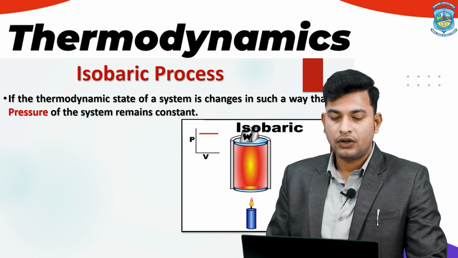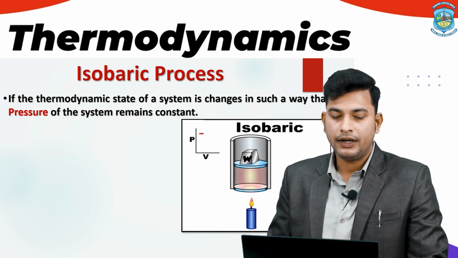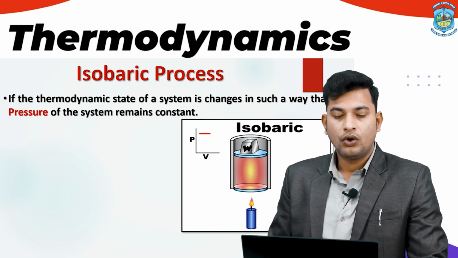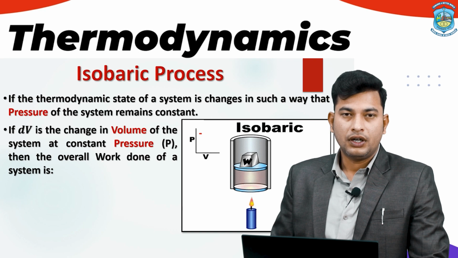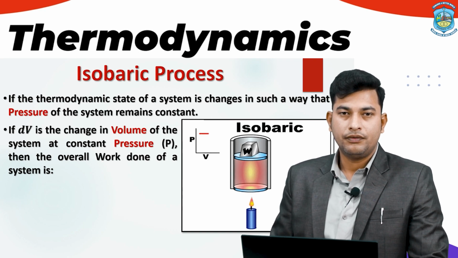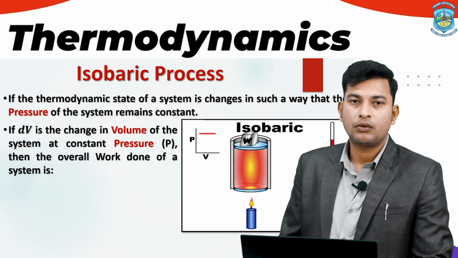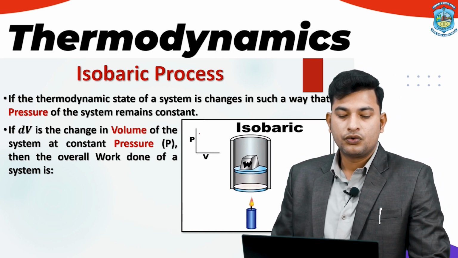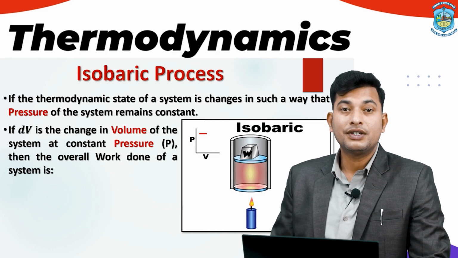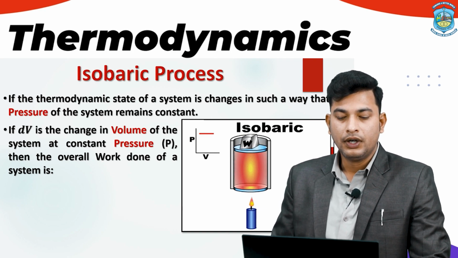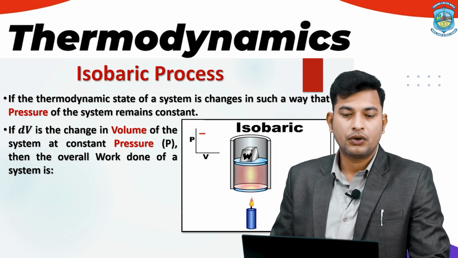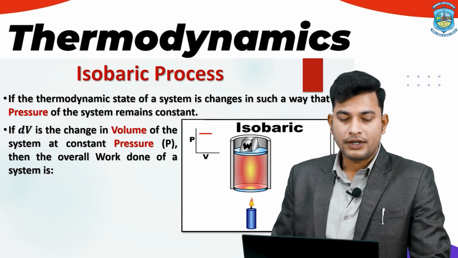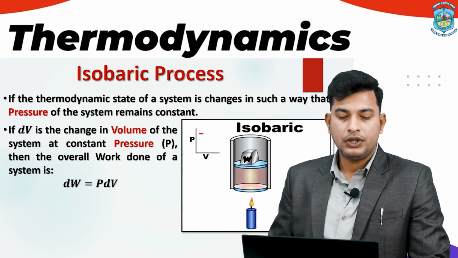If the thermodynamic state of a system changes in such a way that the pressure of the system remains constant, then this process is known as the isobaric process. We take V as volume, which, as we have discussed, is the three-dimensional measure of a piston or an area. So if V is a volume and dV is a change in volume with respect to time, and this change in volume happens at constant pressure, because this is an isobaric process, then the overall work done dW is equal to P dot dV.